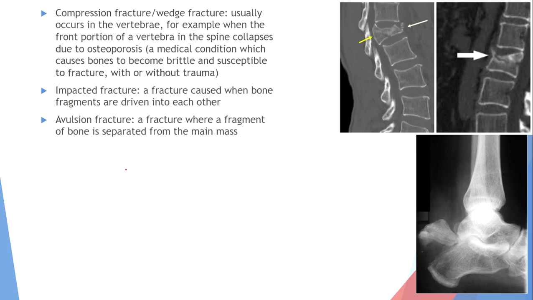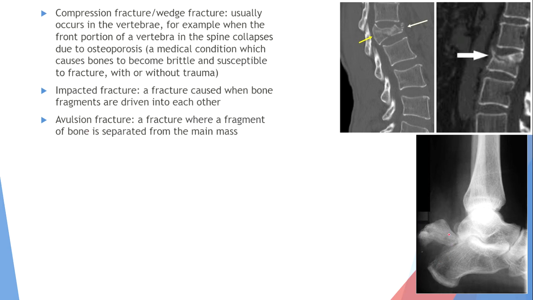Compression fracture, wedge fracture, usually occurs in the vertebra, for example when the front portion of a vertebra in the spine collapses due to osteoporosis, a medical condition which causes bones to become brittle and susceptible to fracture with or without trauma. Impacted fracture, a fracture caused when the bone fragments are driven into each other, and avulsion fracture, a fracture where a fragment of bone is separated from the main mass.